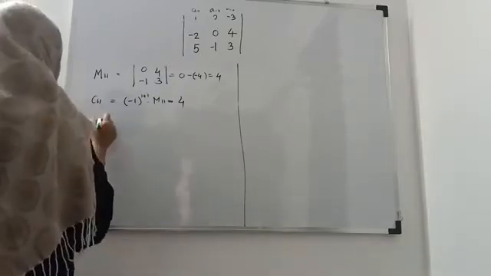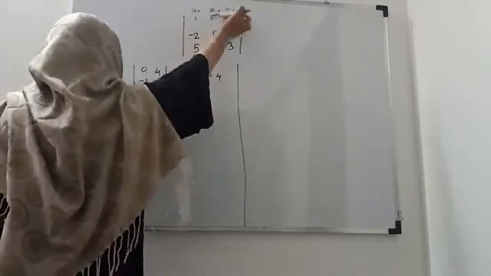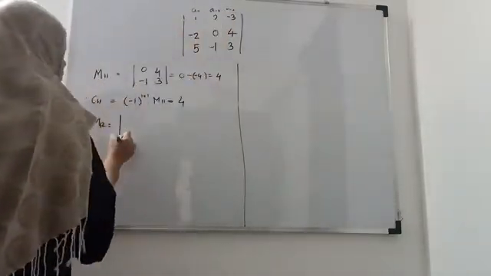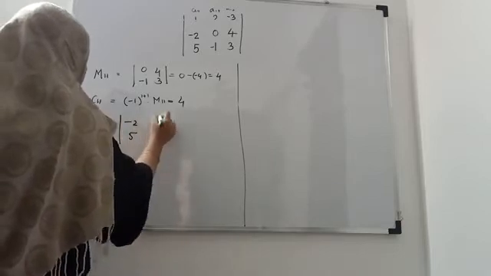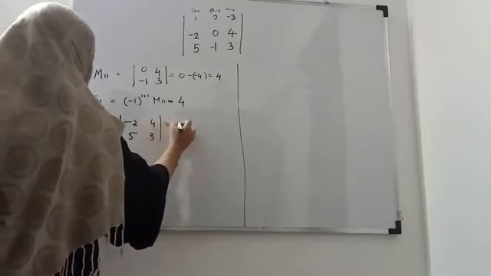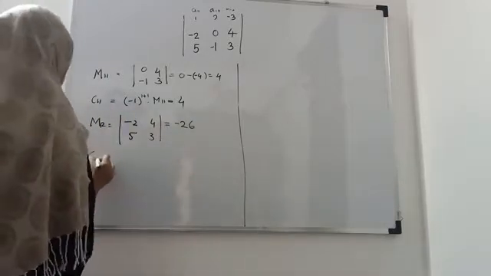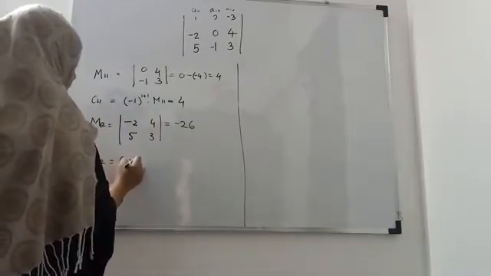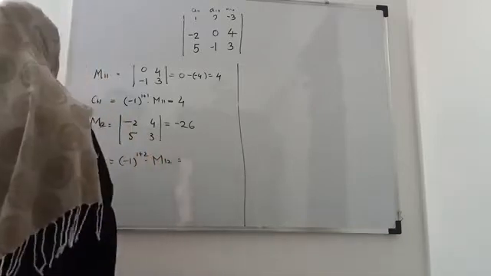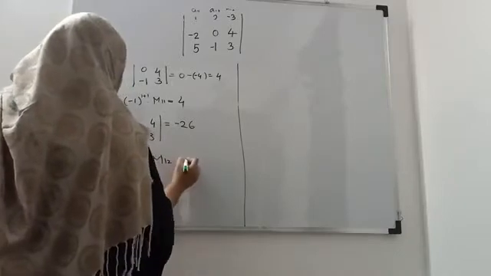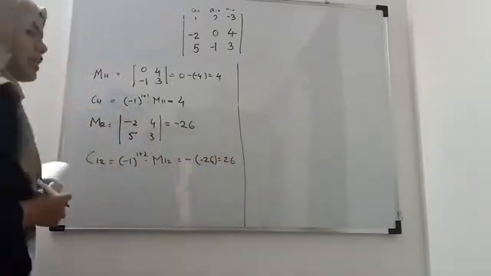Now what is M12? For M12, the first row and second column go away. So you will be left with minus 2, 5, 4 and 3. Just now we have calculated it and it was minus 26. So what is C12? Minus 1 raised to 1 plus 2 into M12, which is equals to minus 1 cube, that is minus of minus 26, which is equals to 26.